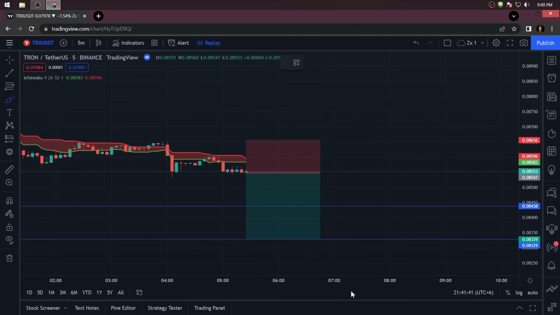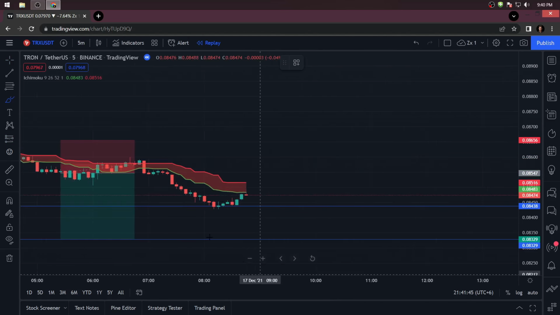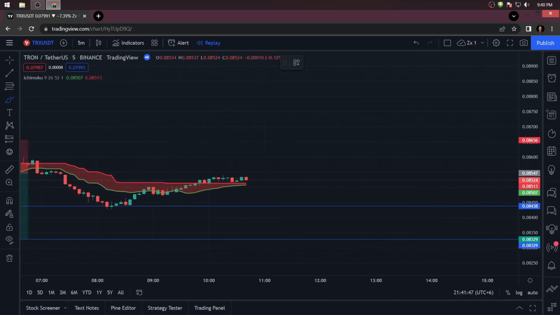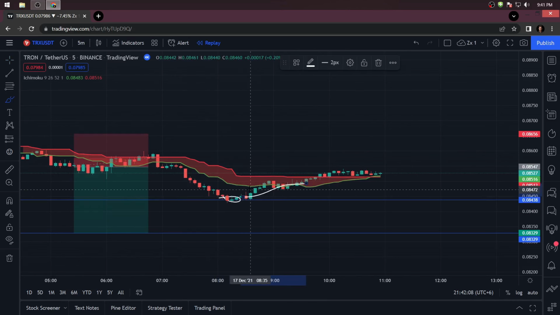And if I look, after a few moments you can see the price has successfully hit our profit target 1 and reversed back. That means we exit the trade here. So it counts as another successful trade.